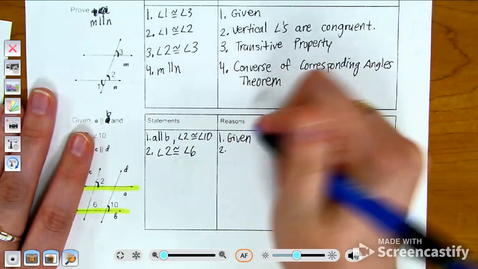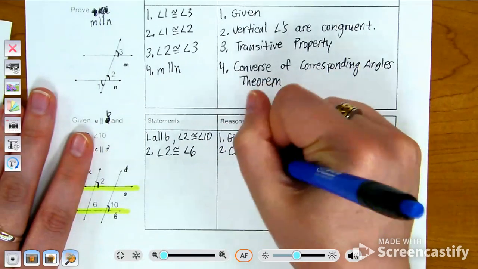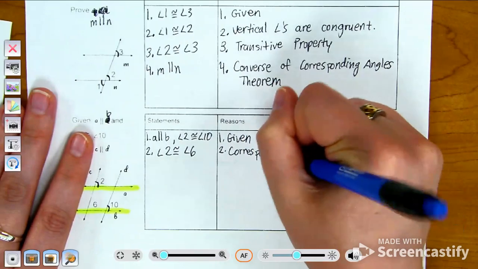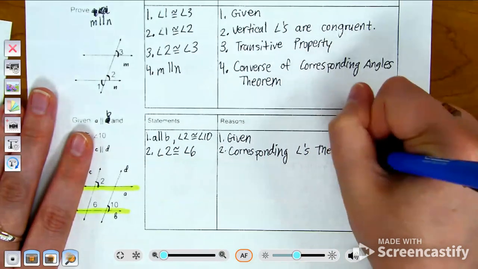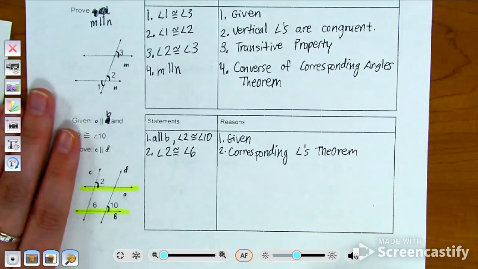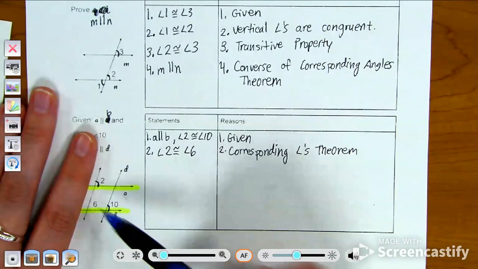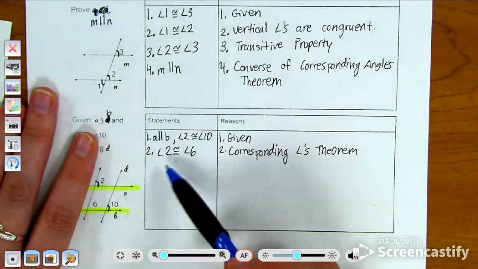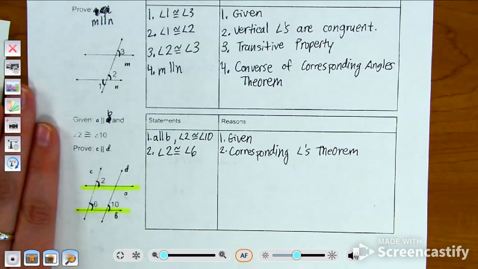And the reason is the original corresponding angles theorem, the one that we had talked about in the last lesson. It says if we have two parallel lines cut by a transversal, then corresponding angles will be congruent. So that's how we were able to tell that angles 2 and 6 are congruent to each other.